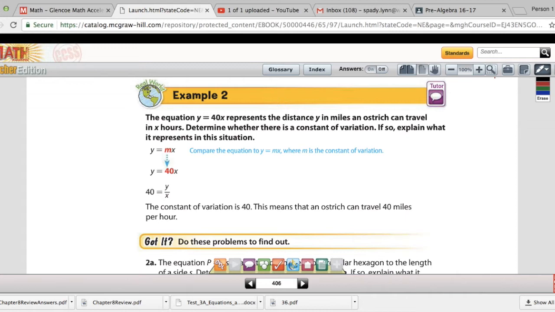On example number 2, it says the equation y equals 40x represents the distance in miles an ostrich can travel in x hours. Determine whether there is a constant of variation. If so, explain what it represents. So y equals mx, y equals 40x. 40 is that constant of variation, and we can say that 40 is equal to y over x. All we did there is divide by x on each side, so y over x equals 40. So the constant of variation is 40, and that just means that an ostrich can travel 40 miles per hour.